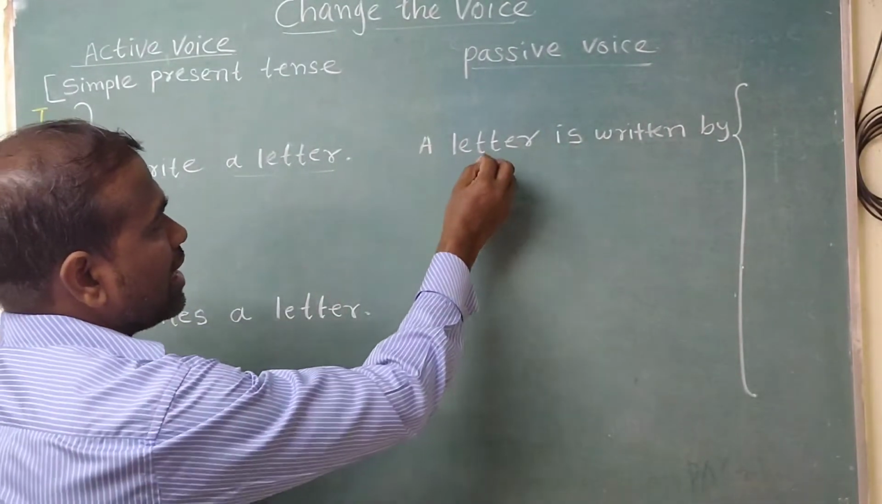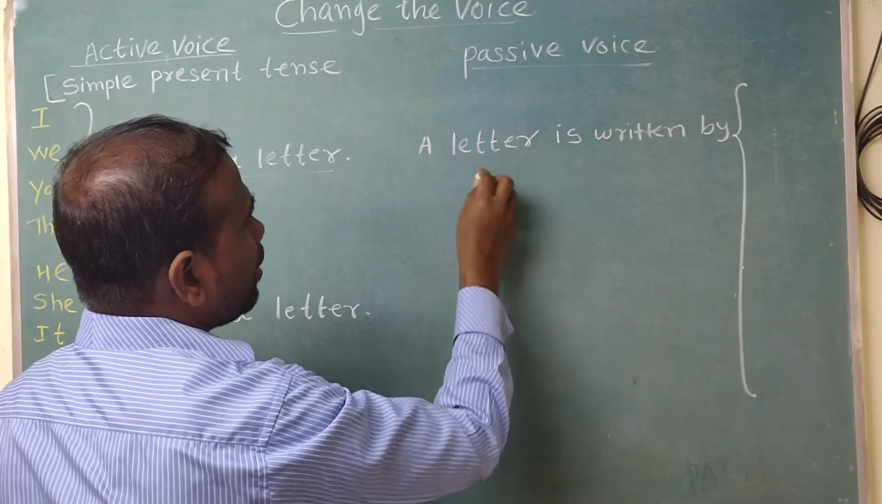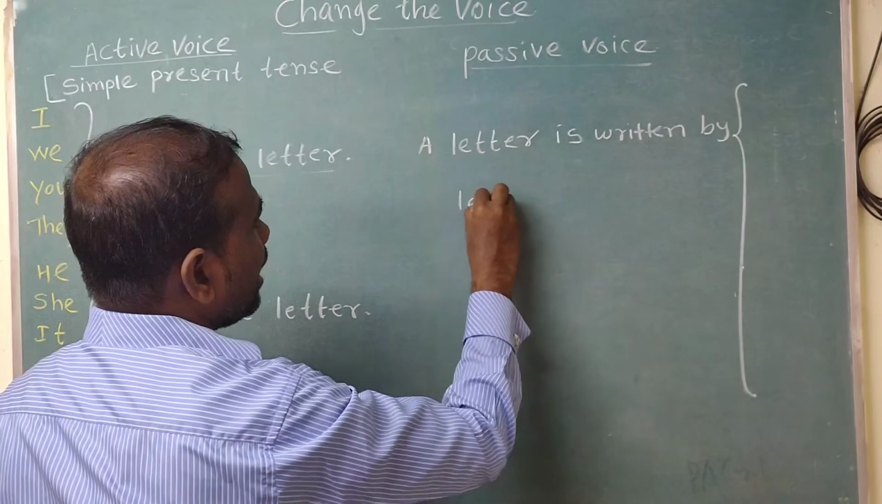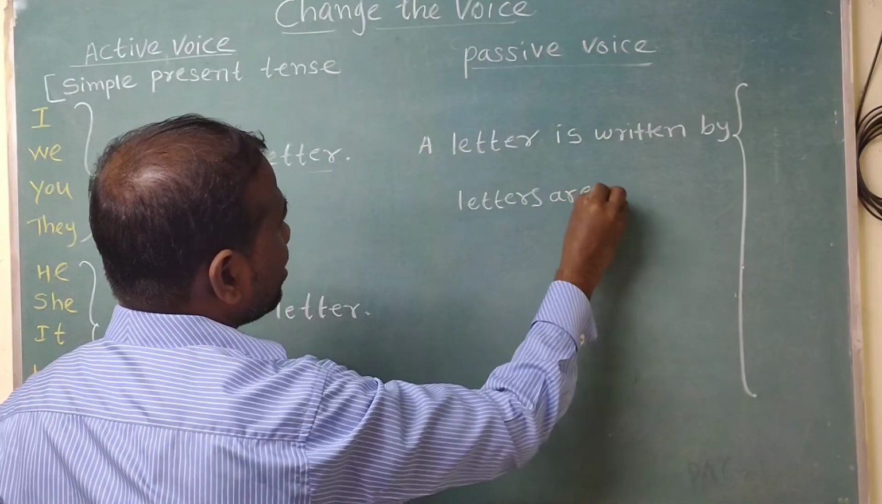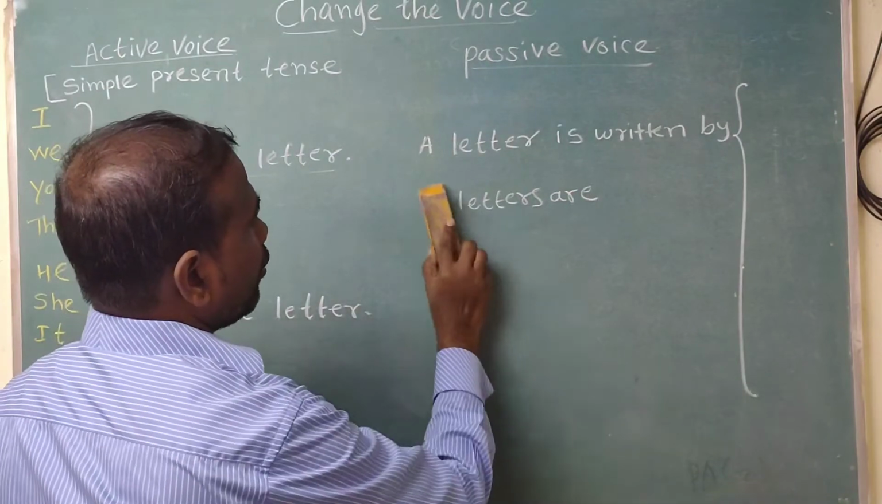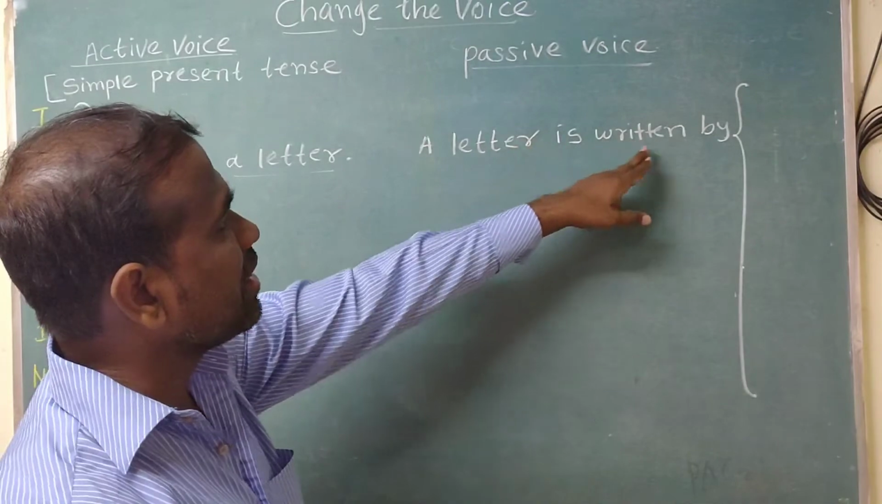Now here letter is a singular word, therefore we are using is. If it would be letters, then this sentence would be letters are. Now here letter is there, that's why we are using is. A letter is written by.